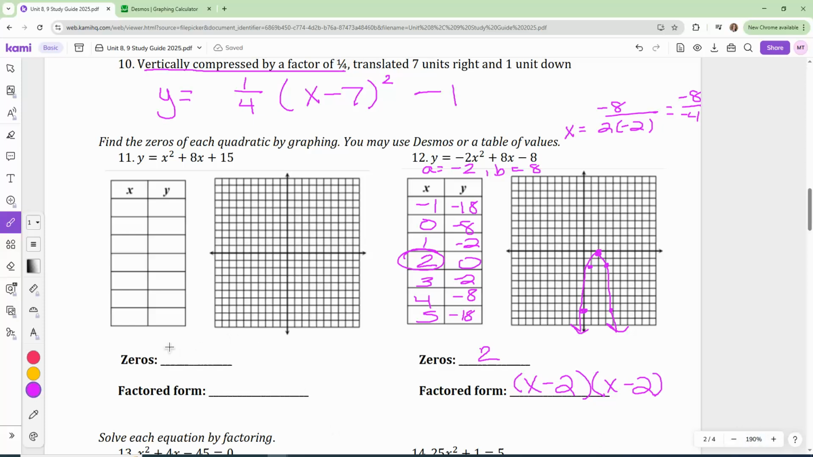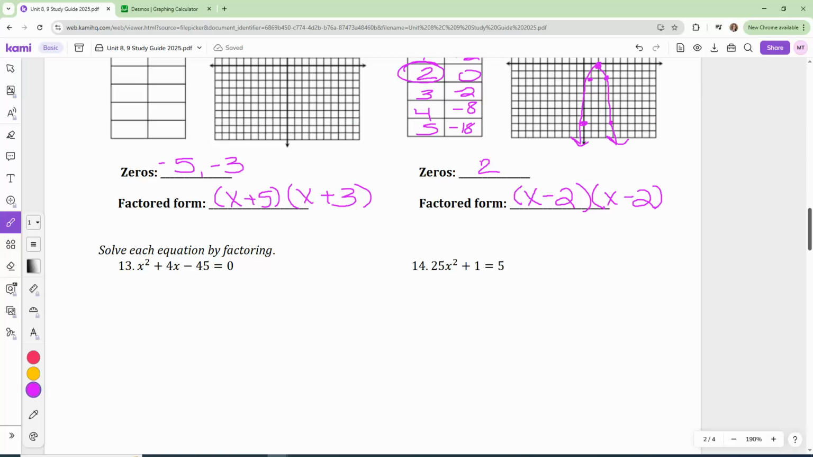What did you guys get for the zeros on number 11 when you graphed it? Okay, so if you think about our factoring, when we are solving by factoring, it's always the opposite. So if you had -5, that means it was x plus 5. If you had -3, it was x plus 3. They're always the opposite sign.